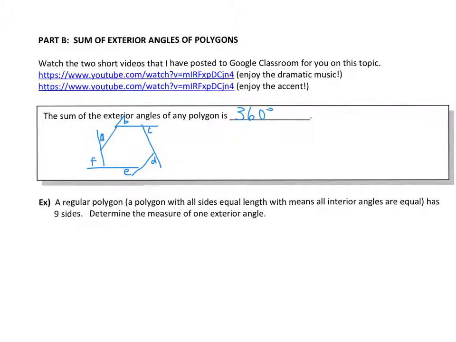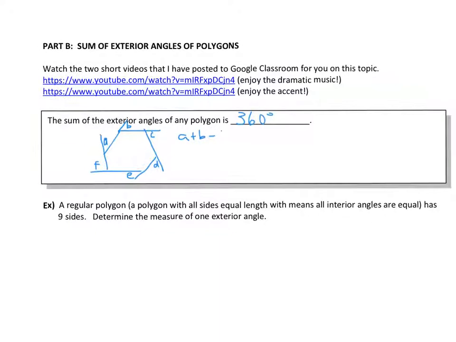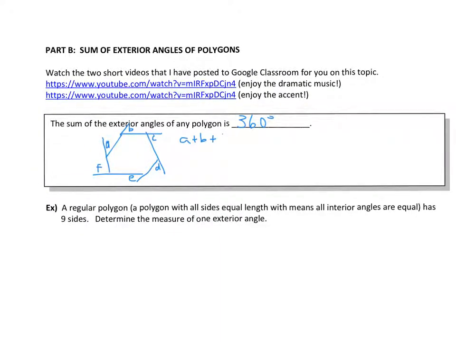If I were to add A plus B plus C plus D plus E plus F, it's going to equal 360 degrees.